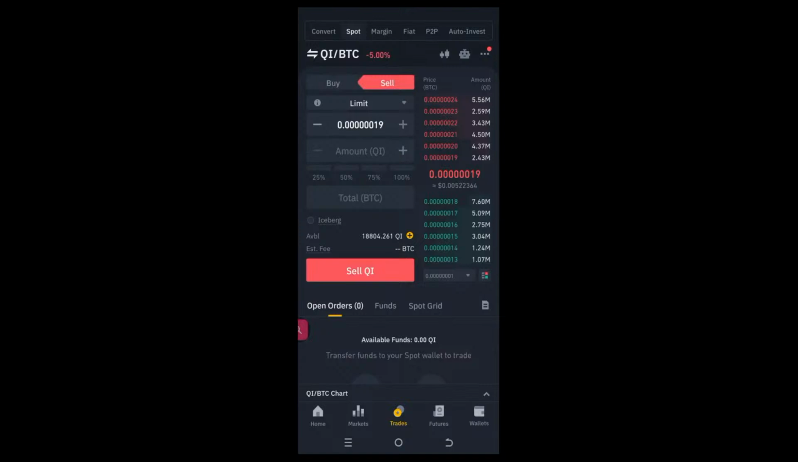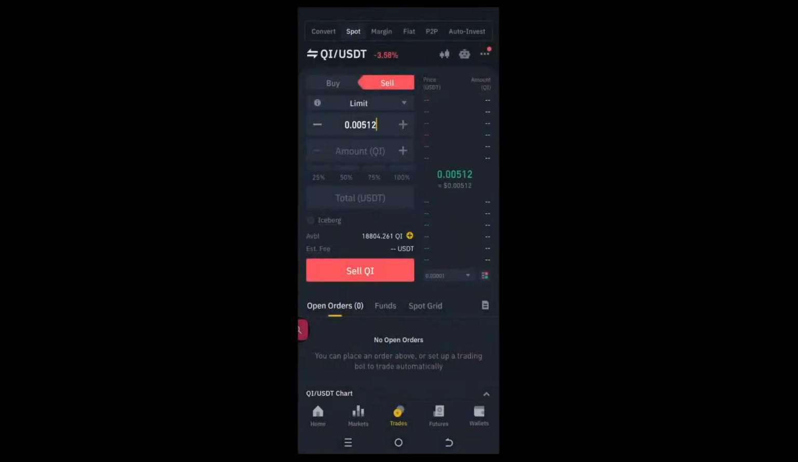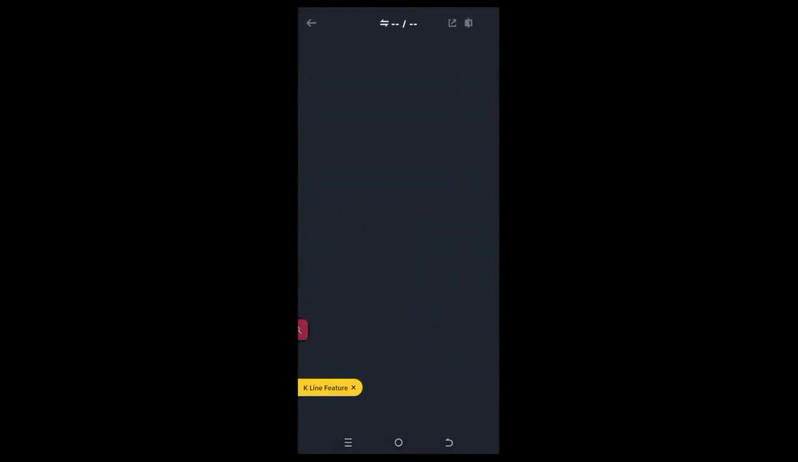And we've already bought the QI. Wow. But let's quickly check whether we can actually do a quick sell-out to QI USDT. Let's quickly check on the compare markets. Wow, the prices have gone down low, because there's actually a bloodbath currently. Right now, there are a whole lot of coins that are dumping as I speak.